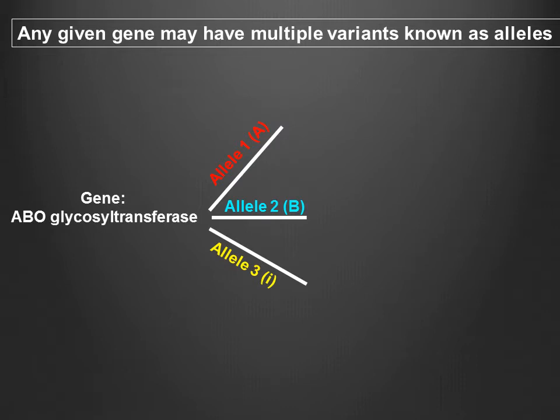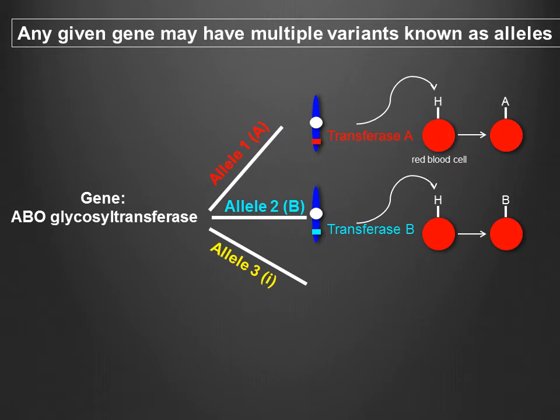A gene may come in several variants called alleles. The ABO glycosyltransferase gene has 3 major variants. Allele 1, denoted by capital A, produces a glycosyltransferase that converts the H antigen on the surface of red blood cells to an A antigen. Allele 2, denoted by capital B, produces a glycosyltransferase that converts the H antigen to a B antigen. Lastly, allele 3, denoted by a little i, produces a non-functional glycosyltransferase.